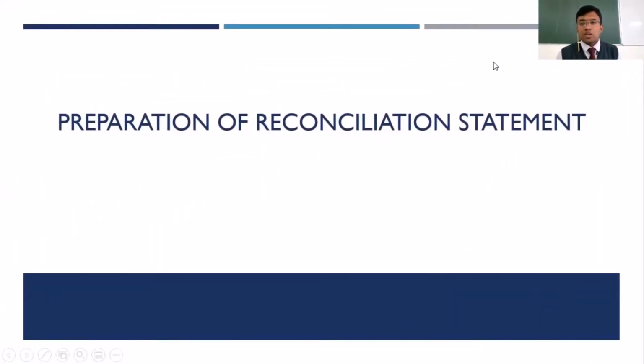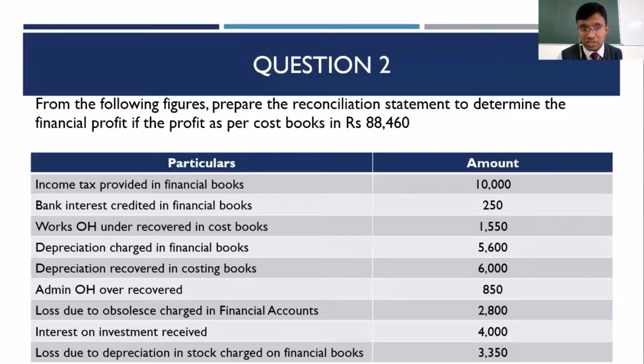In this session, we'll be working out another question on the preparation of reconciliation statement using cost accounts and financial accounts. Let's look at the question together. From the following figures, prepare the reconciliation statement to determine financial profit if the profit as per cost books is 88,460, and then they have given us some transactions. What is expected is that we prepare the reconciliation statement and estimate the profit as per financial books of accounts. So let's go about with the preparation of this particular question.